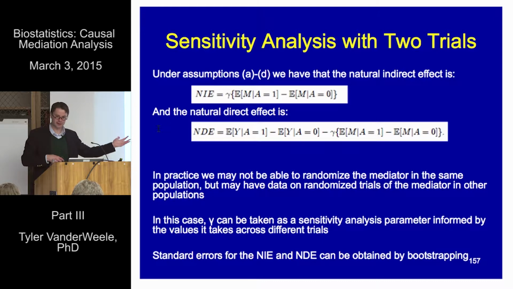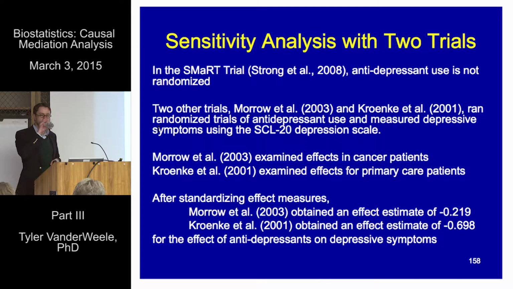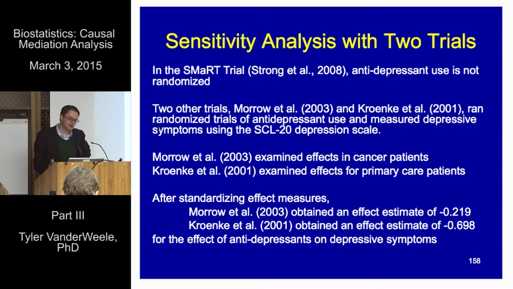We could look at the trial that had the largest effect, look at the trial that had the smallest effect, vary that parameter, gamma, and see how our conclusions might change. And so we'll try to do this now with that SMART trial. Again, antidepressant use was not randomized in the SMART trial, but two other trials published in 2003 and 2001, with very different populations, as we'll see, ran randomized trials of antidepressant use and measured depressive symptoms on the same scale as was used in the SMART trial, this SCL-20 scale.